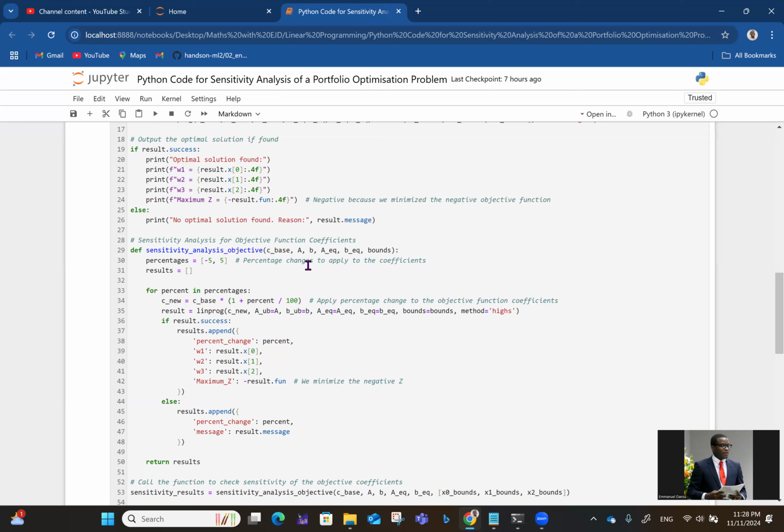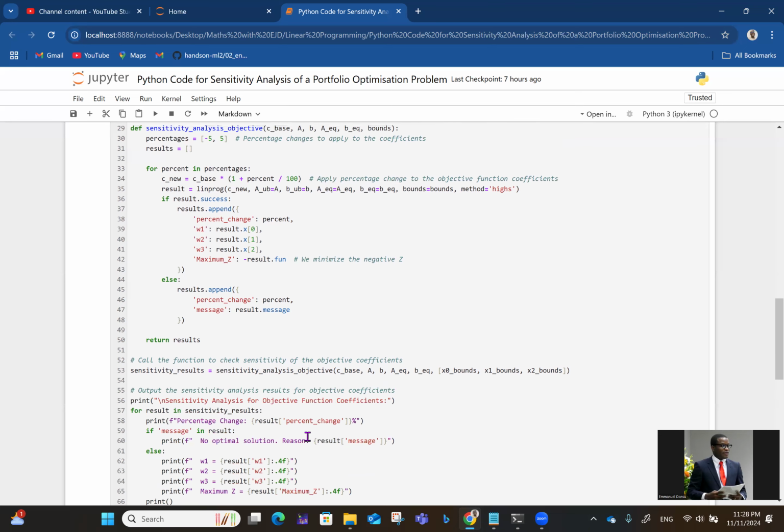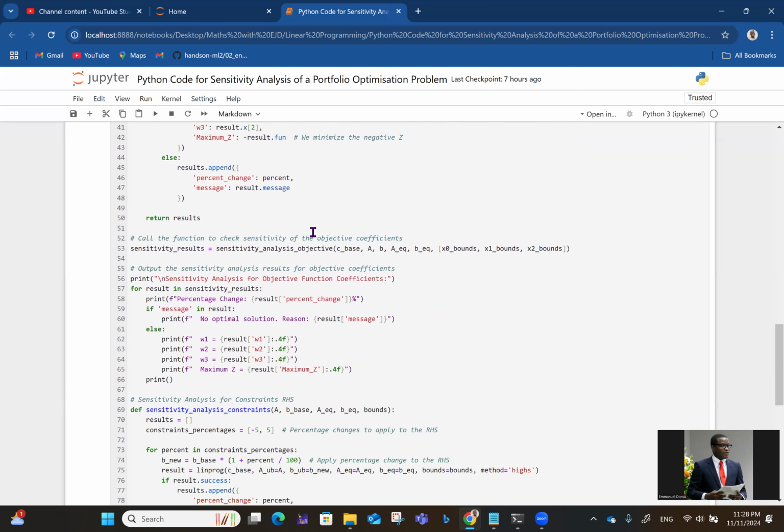Sensitivity analysis usually would apply to objective function coefficients or constraint limits, right? So -5 means we are reducing the objective function coefficient by 5%. +5 would mean we are increasing by 5%, just like what I did when we were doing that manually. Then we have the whole percentages thing going on around here, and that will end up returning the result for W1, W2, W3 for this minus and plus thing that we've done here. Then line 53 is us calling out the results.